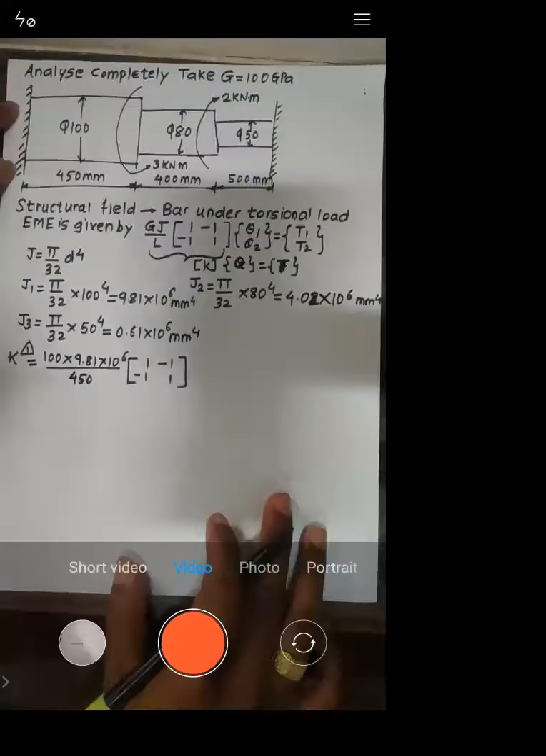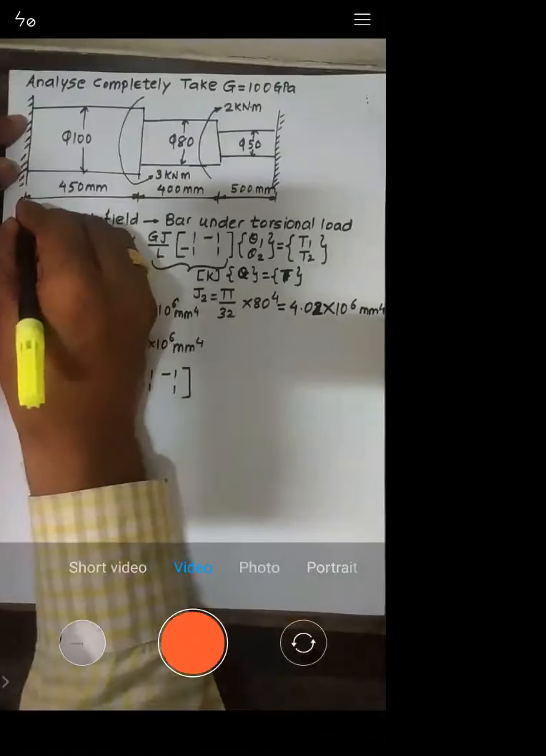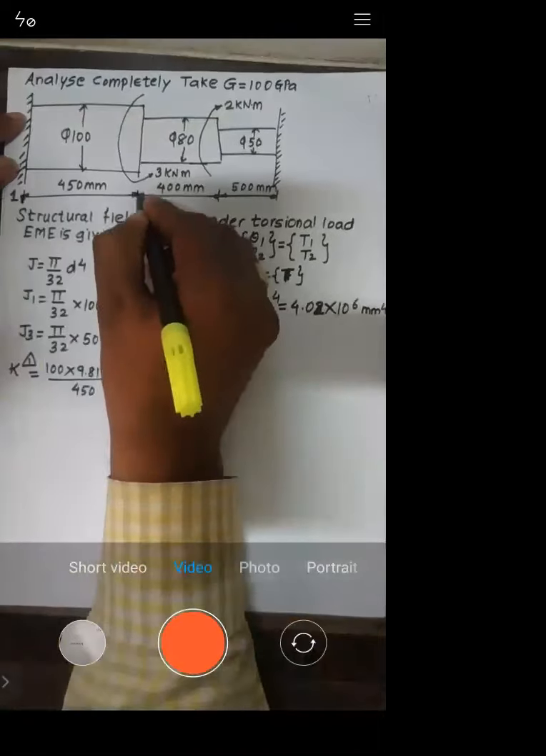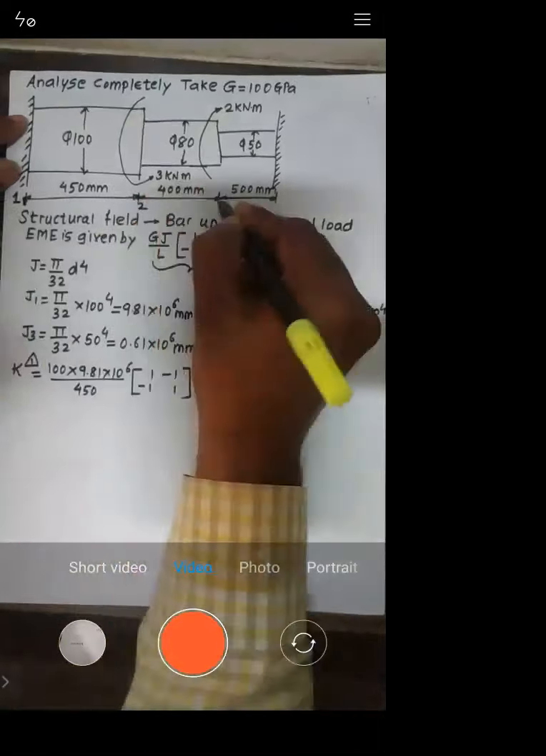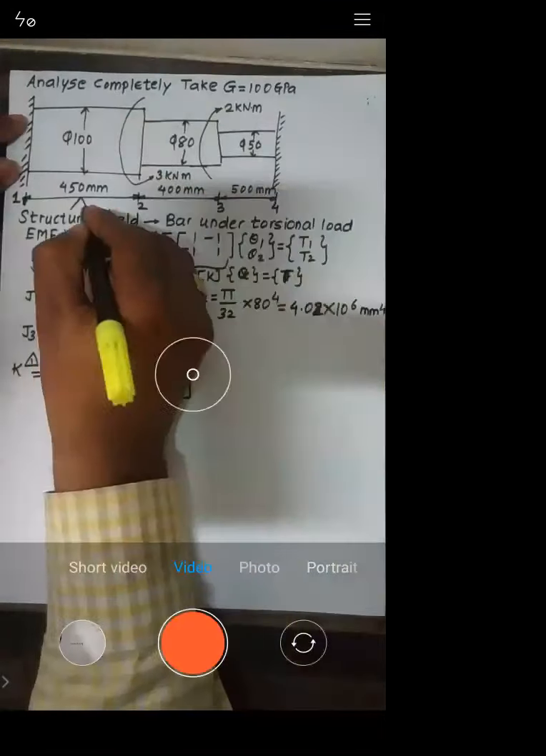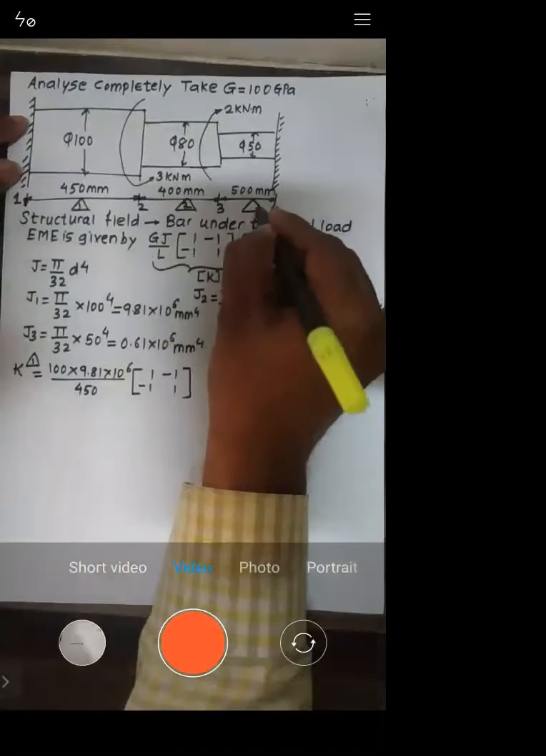All of you see here. Here only I will mark. This is node number 1. This is node number 2. This is node number 3. This is node number 4. This is element number 1. This is element number 2. This is element number 3. Is it okay?